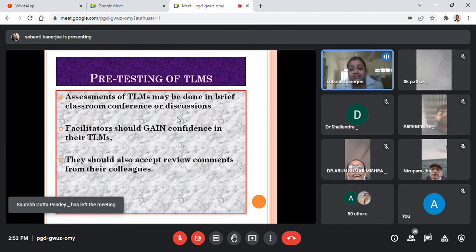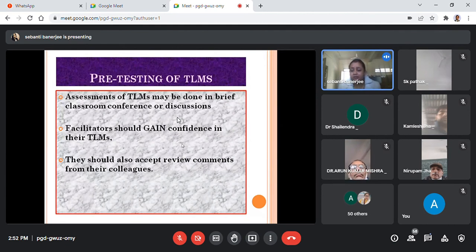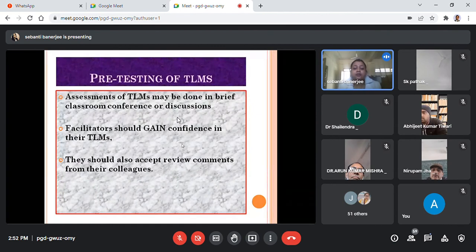Next is pre-testing of TLMs. We have to pre-test a TLM. After making a TLM, it is not ready. We have to pre-test it, whether all the objectives have been fulfilled by the TLM or not. So assessment of the TLM may be done in brief classroom conferences or discussions. Facilitators can also gain confidence in their TLMs, and they should also accept review comments from colleagues.